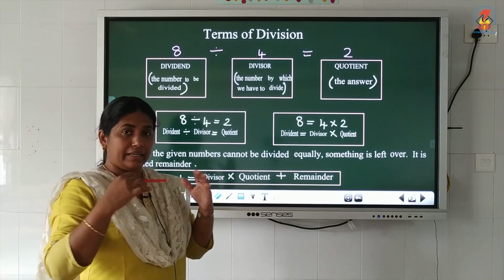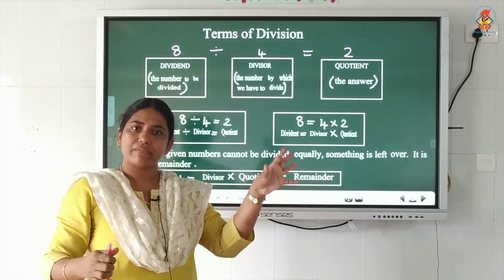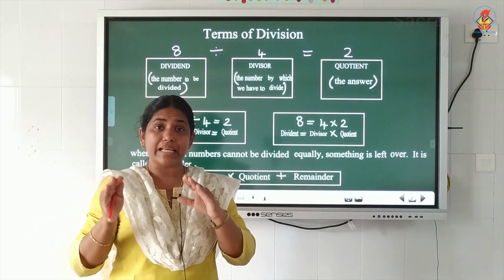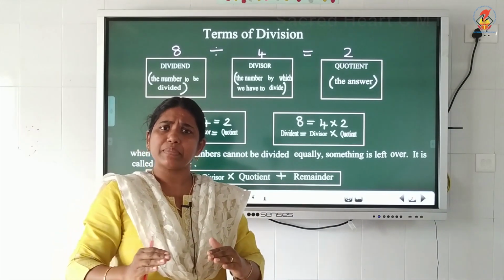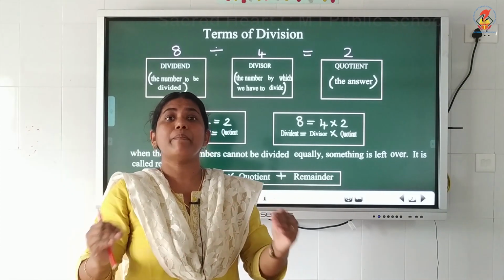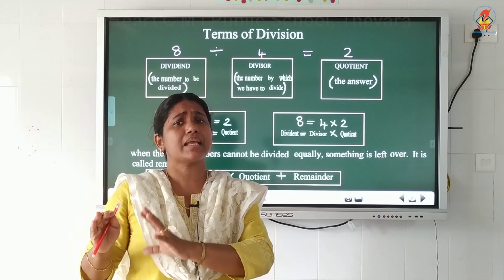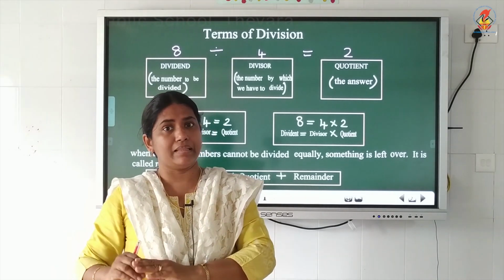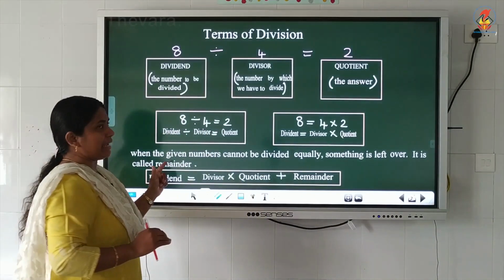When we divide, division means what? Making into equal groups. So the total number will be given there. We want to make them into equal groups. That means in each group there will be equal numbers. But sometimes when we make the total number into equal groups, we can't make them into equal groups. Some things will be left over there. That remaining number is called remainder.